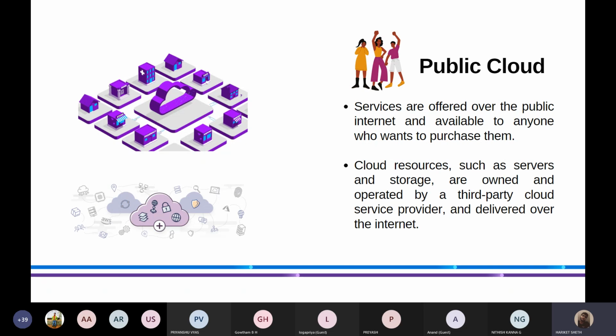Similar to that, we have MAAG here. M stands for Microsoft Azure. A stands for Amazon, which is AWS services. The second A stands for Alibaba, which is Ali Cloud. And the fourth one is G, which stands for Google Cloud.